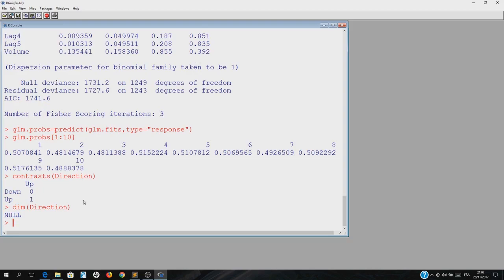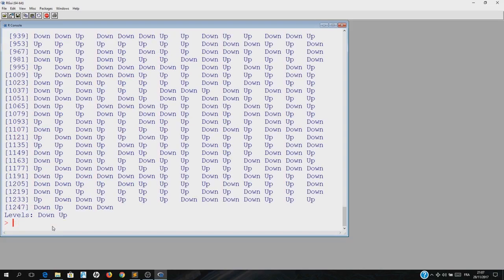Oh, I made a mistake. We don't use this function. But anyway, just write dimension. You can see here. So yeah.